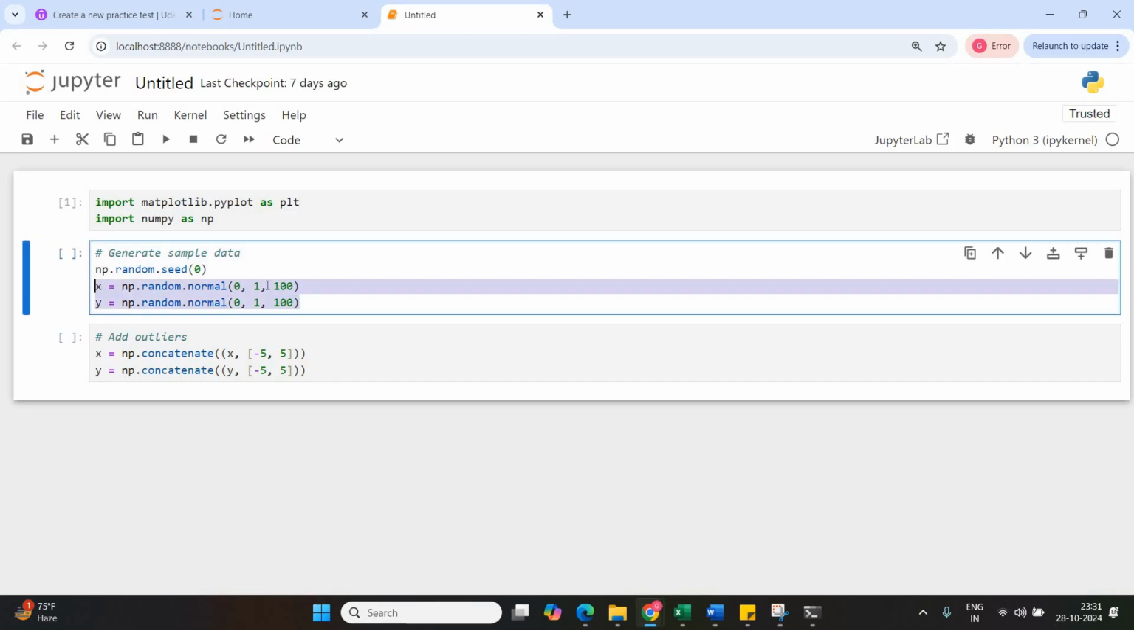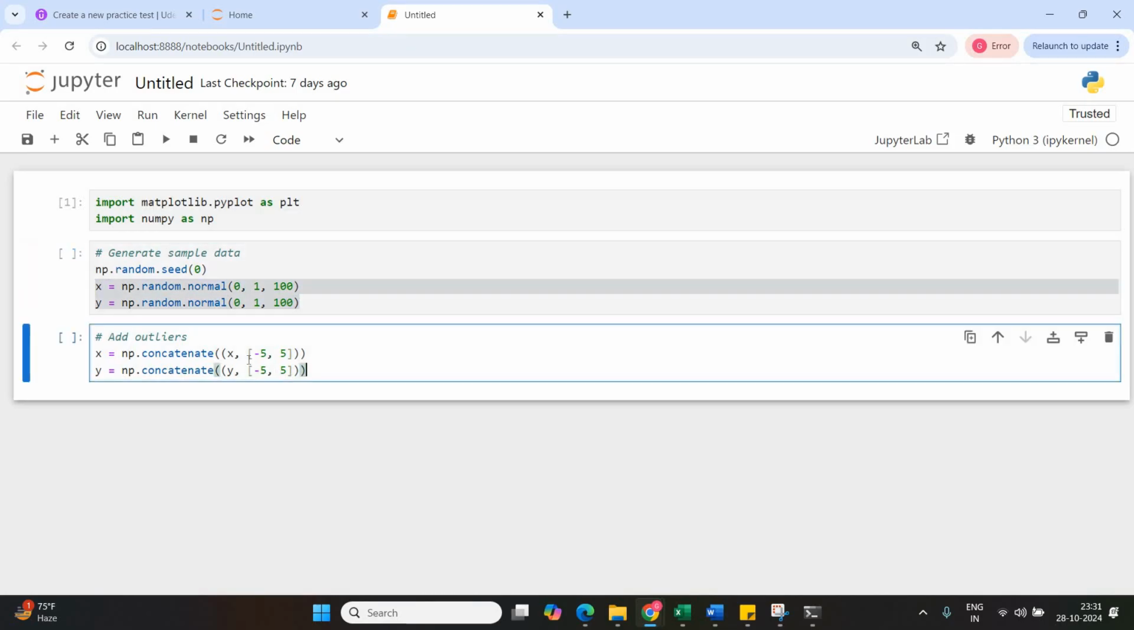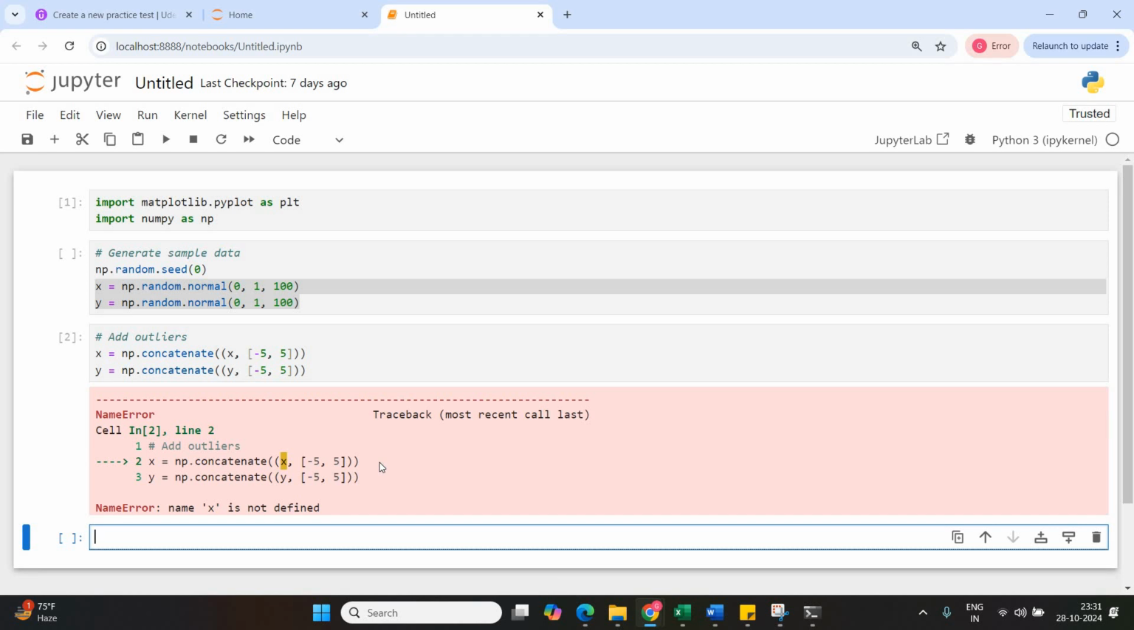So there is the data here which I have generated, and now I am adding the data in X and Y both, X axis and the Y axis. At both places I am adding some kind of data which is an outlier. There are two values, -5 and 5, which I'm going to add in this set of values. Let me see if it is running fine. So yes, it is running fine.